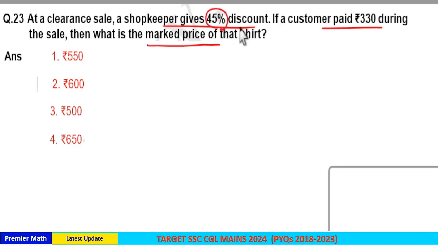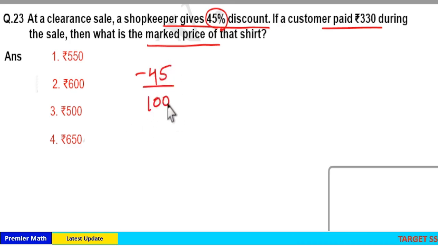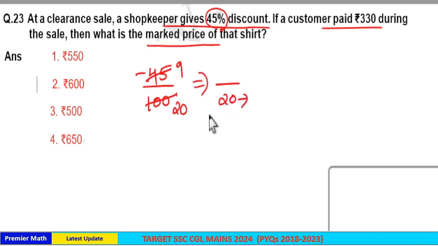Here this 45% discount is given on the marked price. So take the ratio, 45 discount on the marked price. 45% means 45 by 100. Now this 45 is the discount and 100 is the marked price. If you take the ratio, 5 goes 9 times in 45, 5 goes 20 times in 100. Which means 20 part is the marked price and 20 minus 9, 11 part is the selling price.